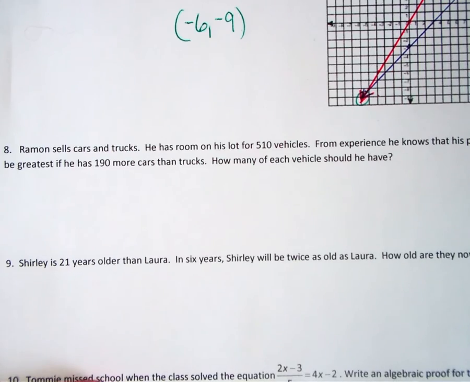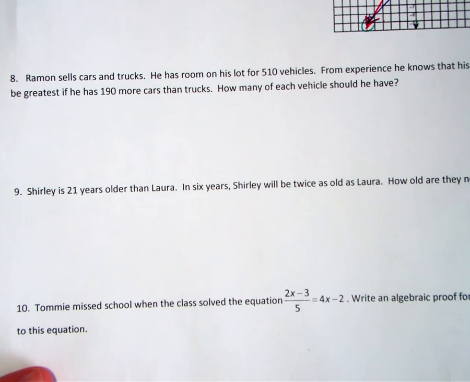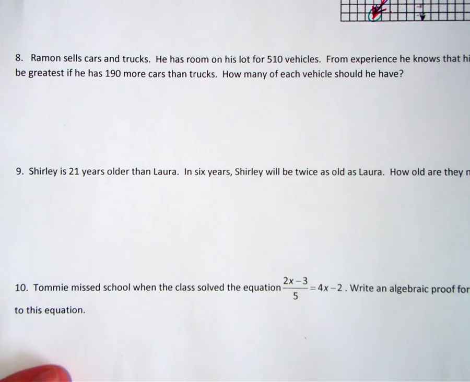All right. Yes, I realize you can't see the entire question, but I don't want to get so far zoomed out to where my writing is looking small and my hand is looking like it's taking up most of the page. So I'm going to give you that much, and you can look at your worksheet to see the rest of the question. Raymond sells cars and trucks. He has room on his lot for 510 vehicles. From experience, he knows that the profits will be greatest if he has 190 more cars than he has trucks. How many of each vehicle should he have?